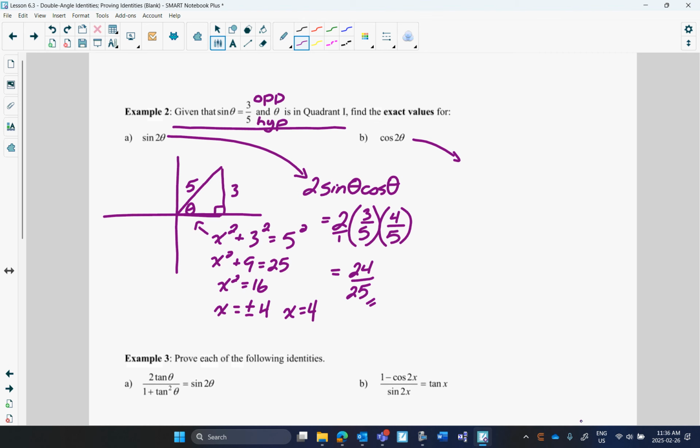Cosine 2 theta, you got 3 formulas to choose from. It doesn't matter which one you use, you'll get the same answer at the end. So I'm just going to use the first one. What was it? Cos squared minus sine squared.